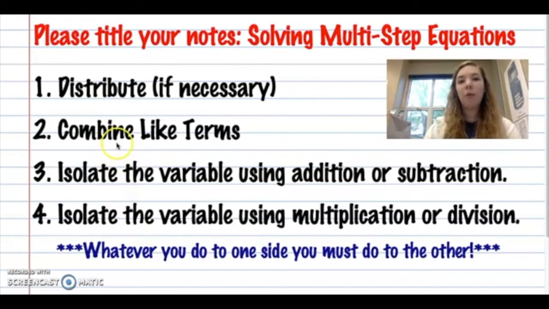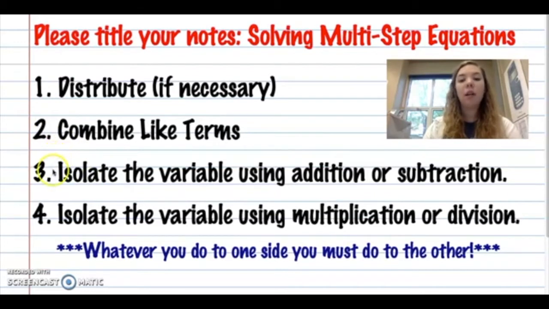Today we're working on multi-step equations. So after 2-step equations, we call anything after that just multi-step. So the first step when you're doing a multi-step is to distribute if necessary. So I'll show you what that looks like when we get to an example. Then you're going to combine like terms. Again, we'll talk about what that means here in a second. And then after that, it's essentially a 2-step.